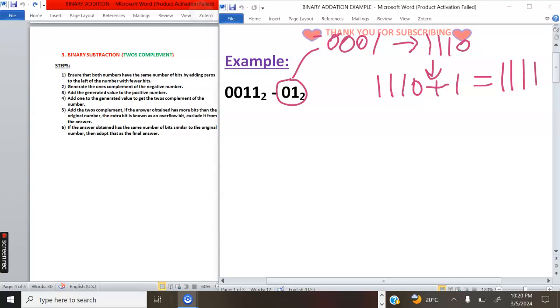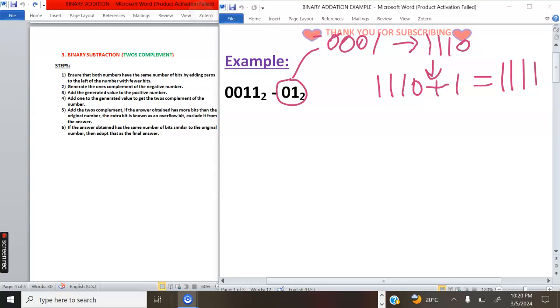Now we are at step number 3. We have added 1 to the generated value. Okay, let's move to the next part.